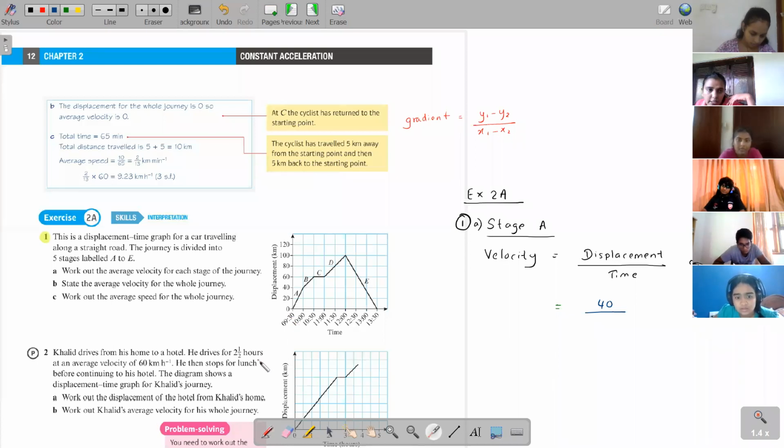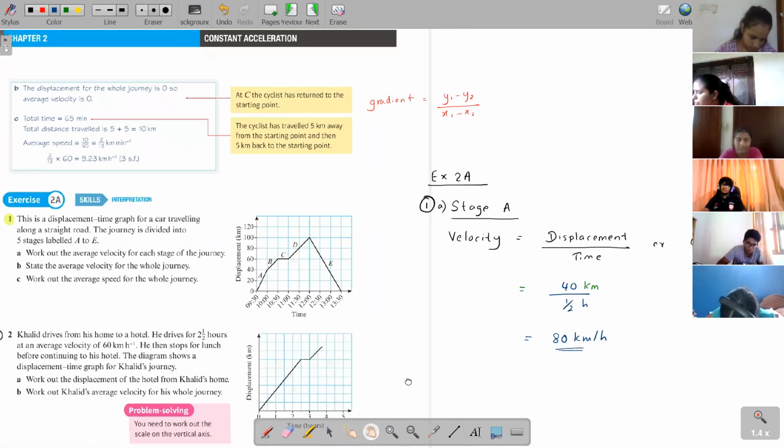30 minutes. We need to keep our answers in standard units. This is in kilometers, so I prefer to keep my time in hours. So I'd make this half an hour. So 40 divided by half. You can use the calculator or do it in your head. 40 divided by half, you get 80 kilometers per hour. So the average velocity for stage A is 80 kilometers per hour.